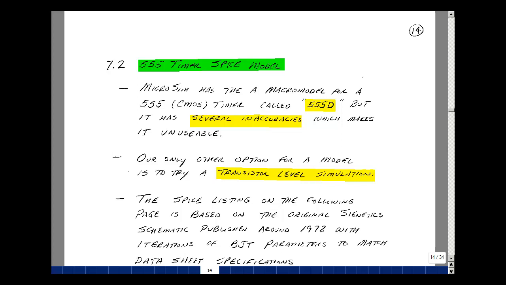This lesson deals with the 555 timer SPICE model and the 555 timer datasheet. You can find these notes in the ECE402 ebook in Chapter 7 starting on page 14.